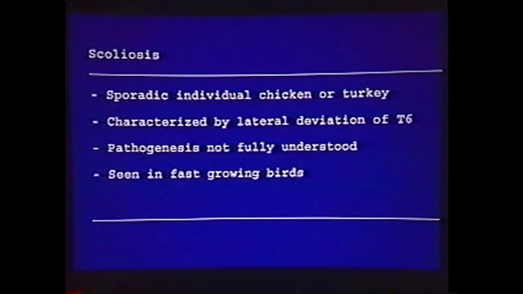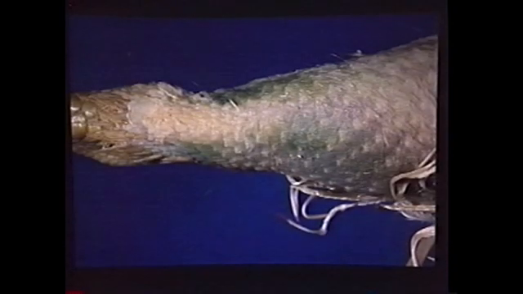Here is a turkey, and here is the T6 region. You can see the ribs are very close. It is very wide. The T6 are kind of pulled to the side, so it's lateral deviation instead of ventral. This is called scoliosis. Here is another view of that scoliosis. Again, pathogenesis is not understood, and fast growth and heavy weight may be responsible. It's an individual bird problem, not a major economically significant one.